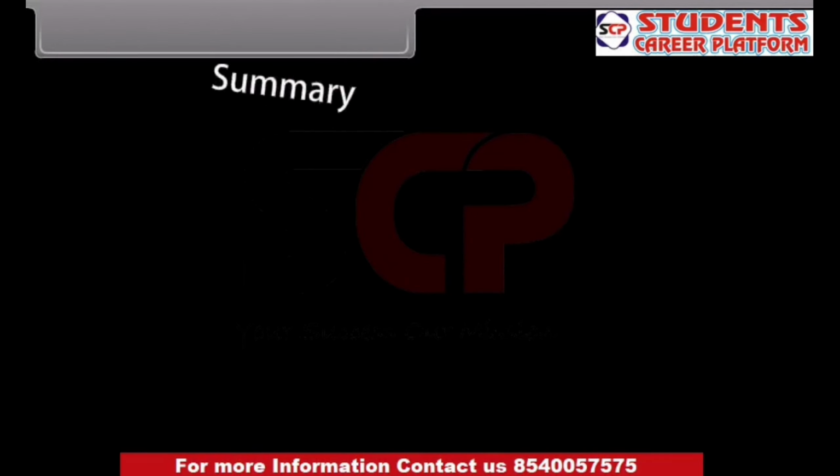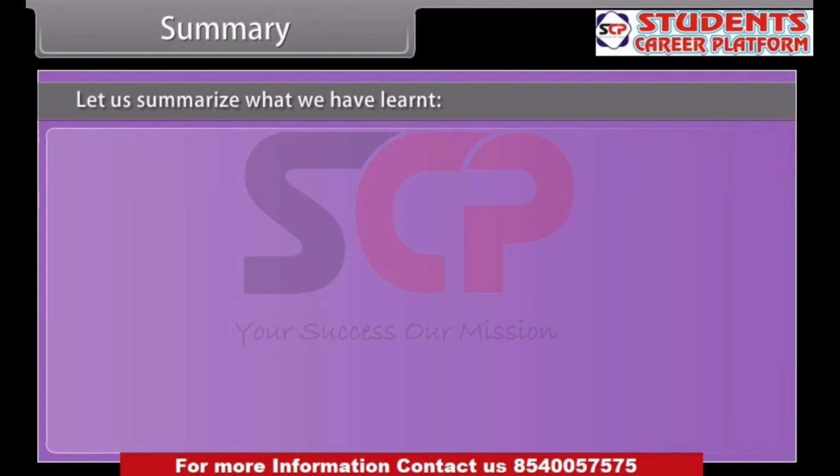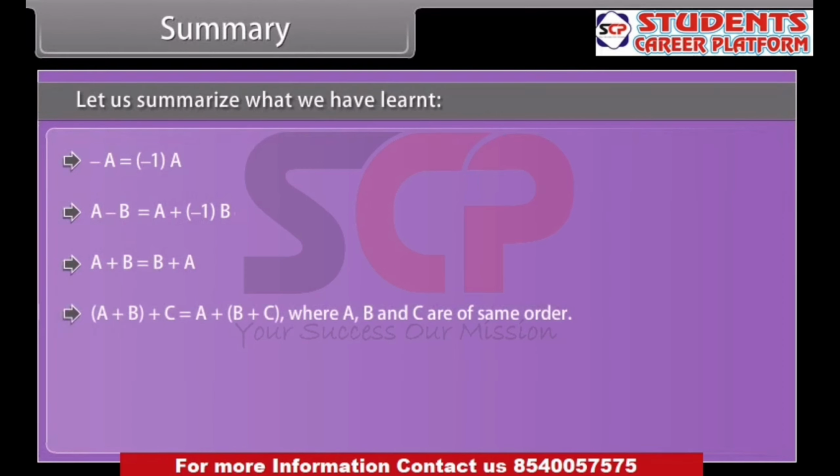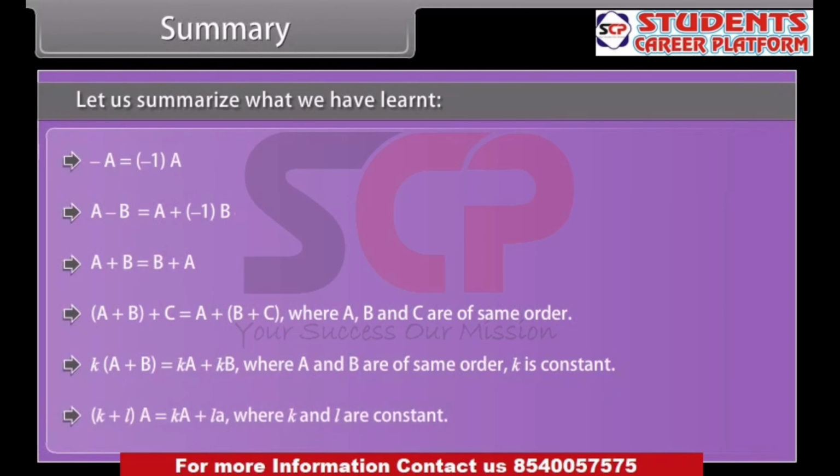Summary. Let us summarize what we have learnt. Minus A is equal to minus 1 into A. A minus B is equal to A plus minus 1 into B. A plus B is equal to B plus A. A plus B plus C is equal to A plus B plus C, where A, B and C are of the same order. K into A plus K into B, where A and B are of the same order, K is constant. K plus L into A is equal to K into A plus L into A, where K and L are constants.